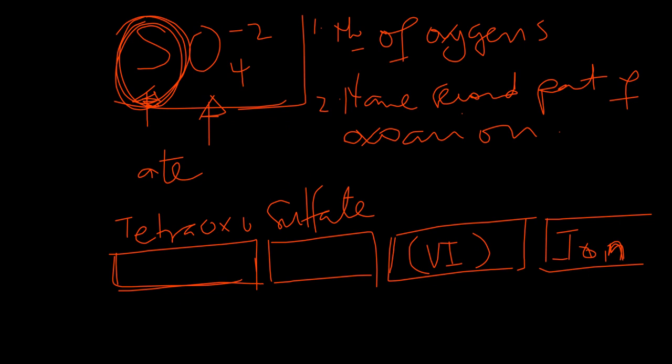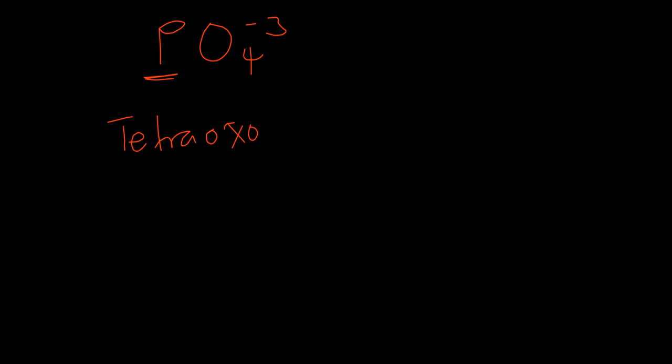Now look at another example quickly. So we'll be looking at PO4 3-. So first we'll start by identifying the number of oxygens in this compound. So this is a tetraoxo, but what? It's a phosphate. So phosphate, then the parenthesis, then we bring our ion.